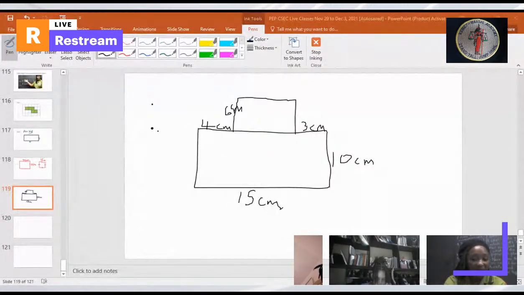Anybody else say something else? Dreshan, Emmanuel, what are you guys saying? I want the area of the entire shape, which is one rectangle sitting on another rectangle.